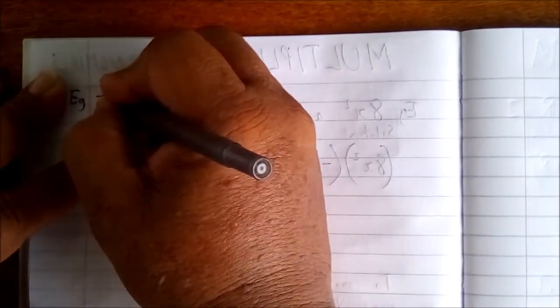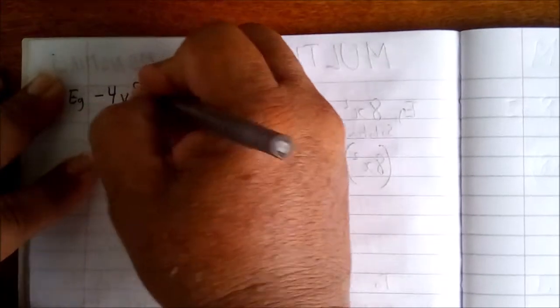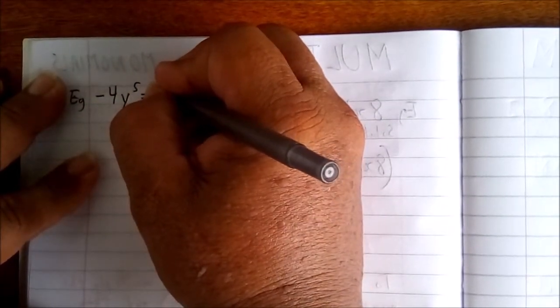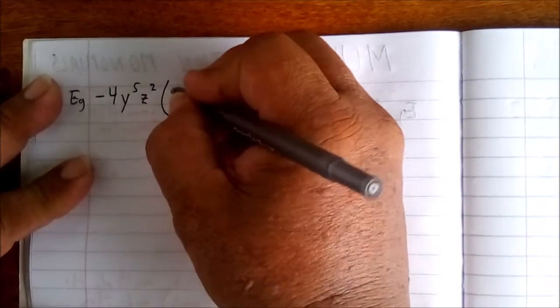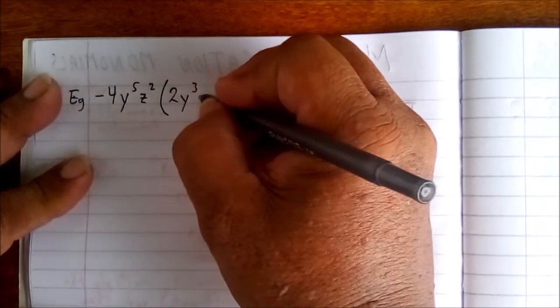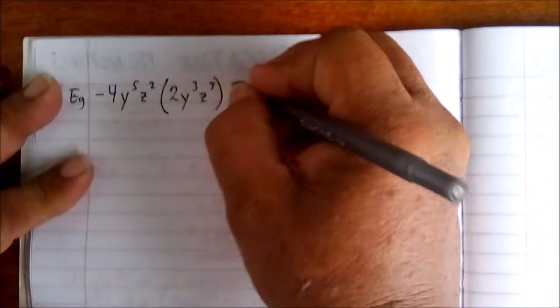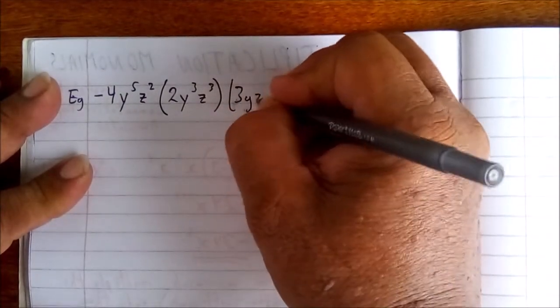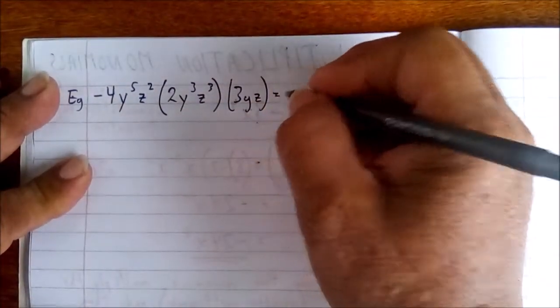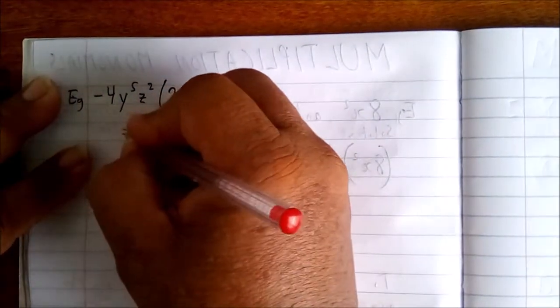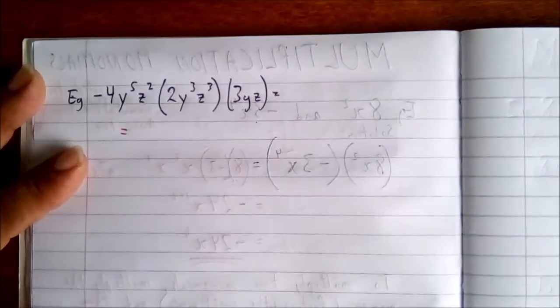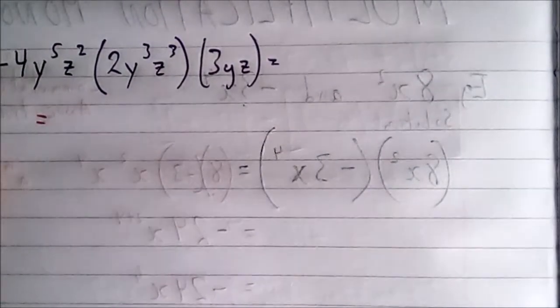We have negative 4y to the fifth z squared. I'm going to do the z with a little dash so as to differentiate it from the 2, close bracket, times (2y cubed z cubed) close bracket times 3yz. Now this means that it's the same concept. All you need to do is simply take piece by piece by piece. Okay, so let's see how this works. I'm going to do the steps here because it's a long step. So let me zoom into this part of our screen. Okay, so we are right there.